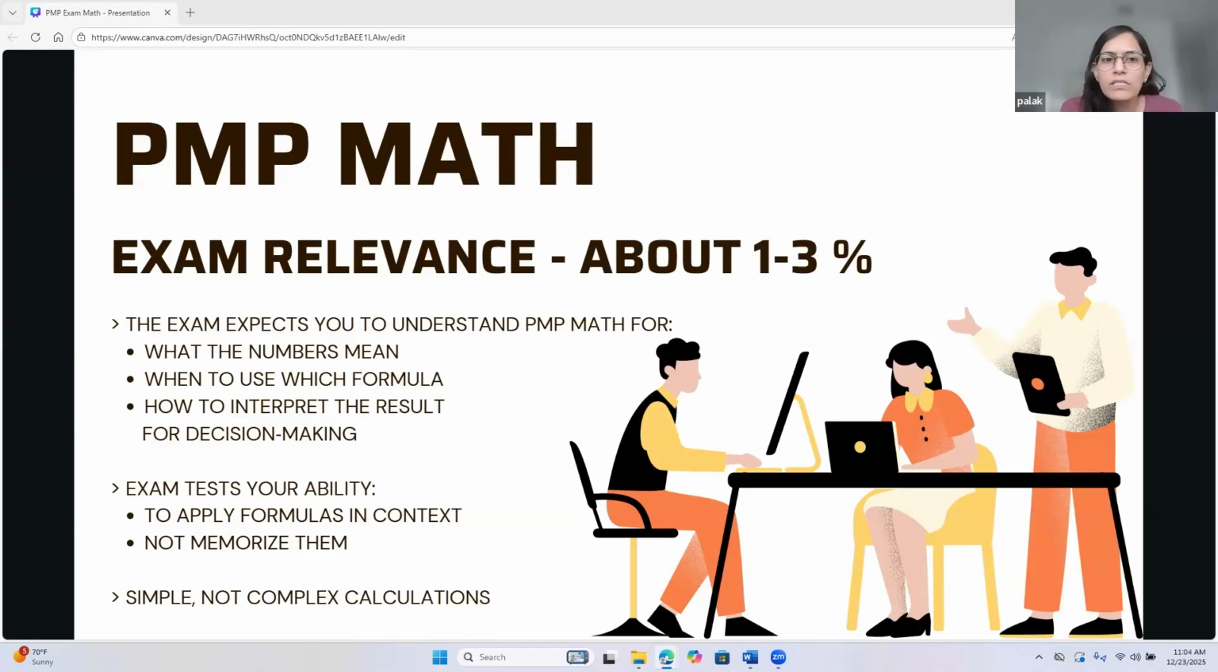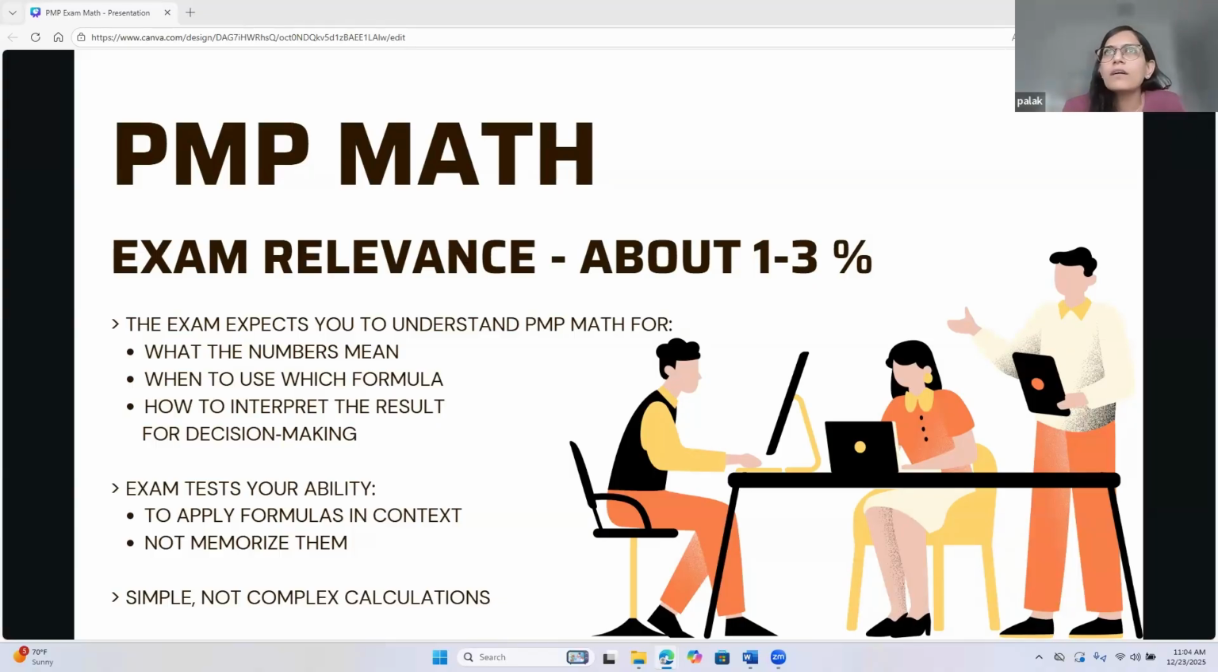Okay, so this exam expects you to understand what the numbers mean, when to use which formula, and how to interpret the result for decision making. This exam tests your ability to apply formulas in context and not much memorization. Mostly it's very simple, and not complex calculations are involved.